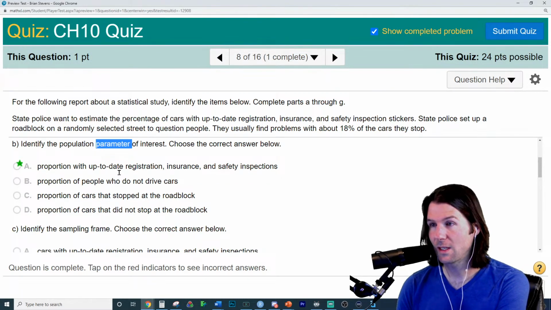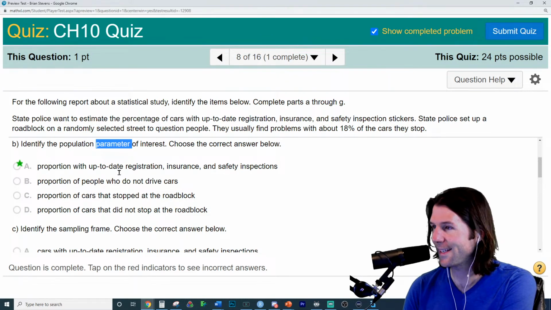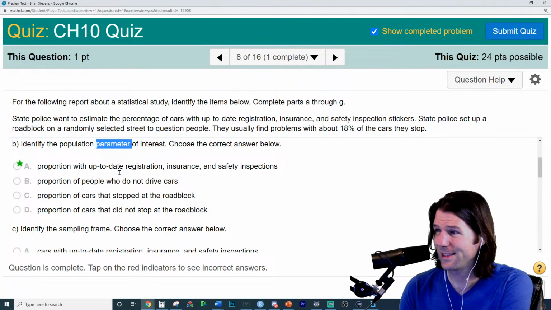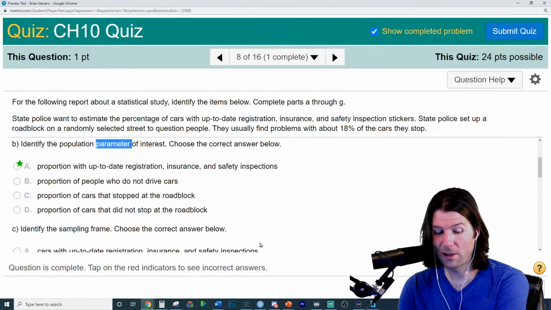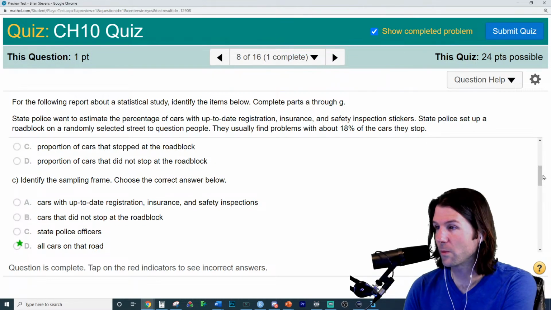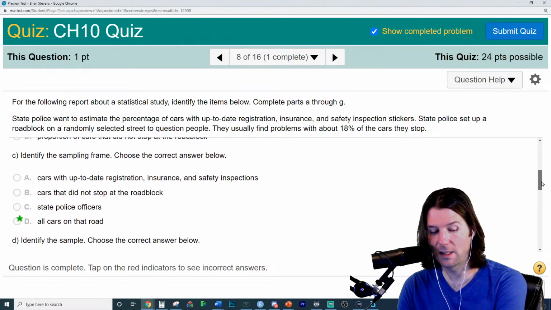Next question is identify the sampling frame. So this would be any car they could have theoretically sampled. So is it cars that would go down that road? It's just any car that they could have theoretically sampled. So it's going to be all cars on the road, because they could have spoken to anybody on that road. So those are the cars they could have theoretically sampled.